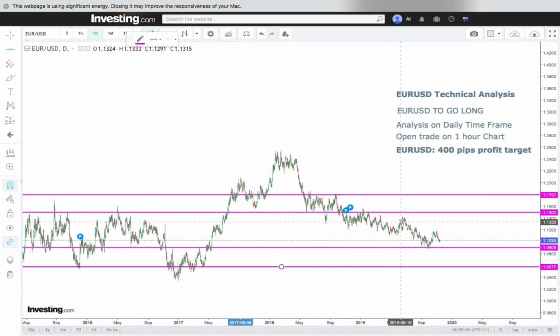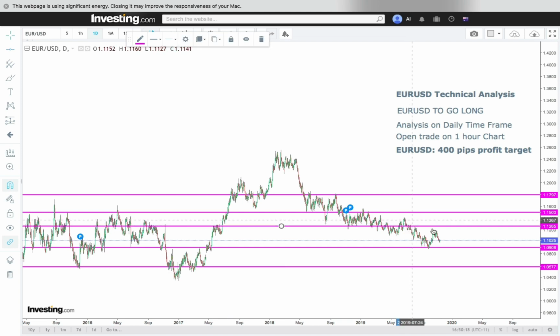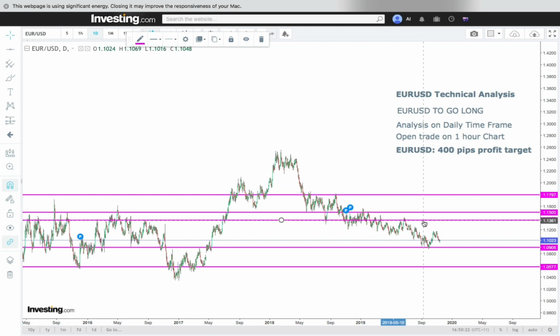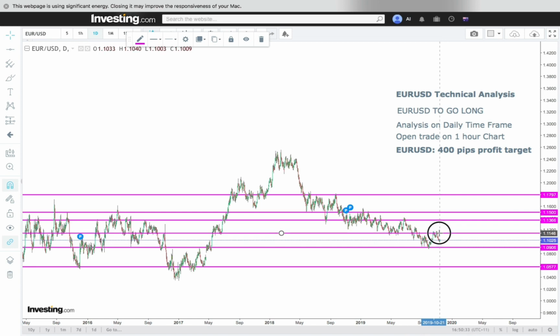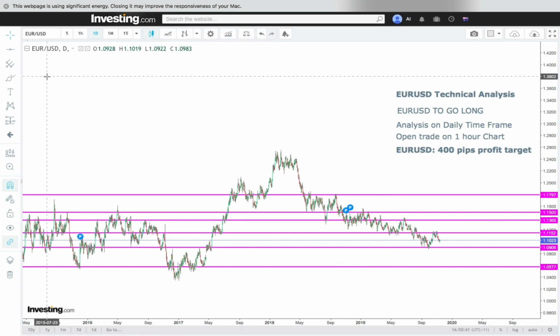I don't want to spend too much time on how to draw the support and resistance lines. There are tons of videos on YouTube. Go ahead and have a look if you're not sure about it. Okay, so I'm going to put one more here as well. So to me, that's a good enough support and resistance line. You can put a trend line as well.